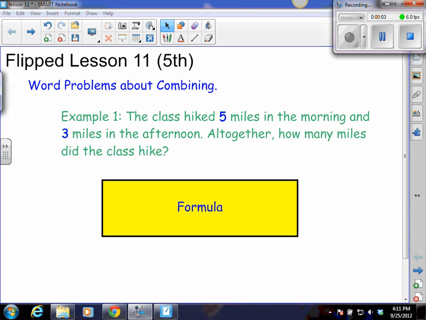Today we are going to tackle the beast of word problems in flipped lesson 11 for the 5th grade. Word problems can sometimes seem intimidating, but the cool part is that in math, word problems have certain patterns they follow, and we're going to focus on the pattern to follow when it comes to word problems about combining today.